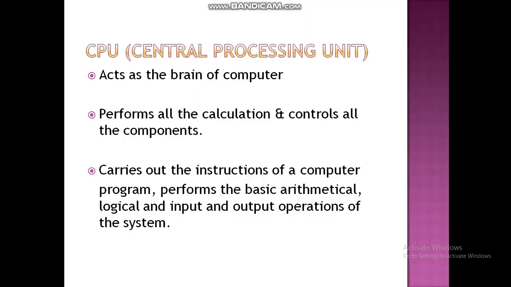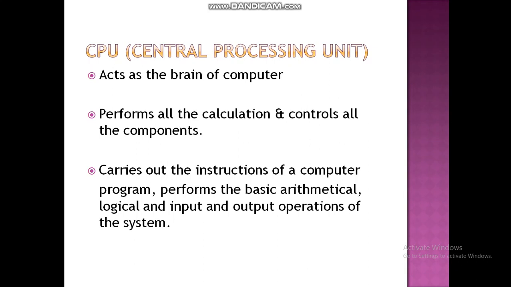Organization of CPU. CPU, that is Central Processing Unit, acts as the brain of the computer, performs all the calculations and controls all the components, carries out the instructions of a computer program, performs the basic arithmetical, logical and input-output operations of the system. Arithmetical means mathematical calculations, logical means decision making, input means whatever we are inserting, and output whatever result we are getting.